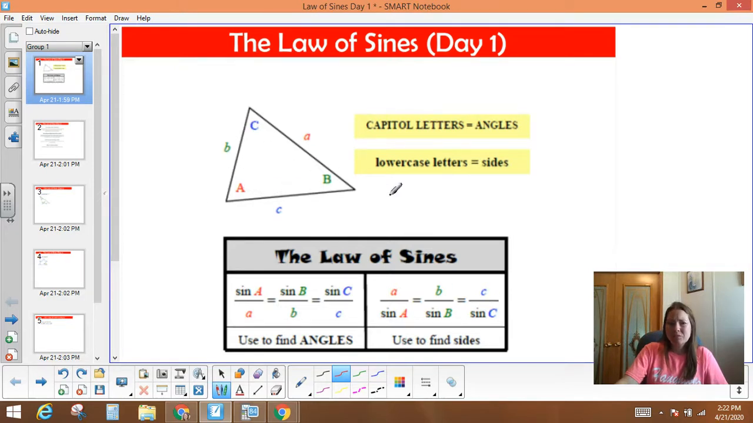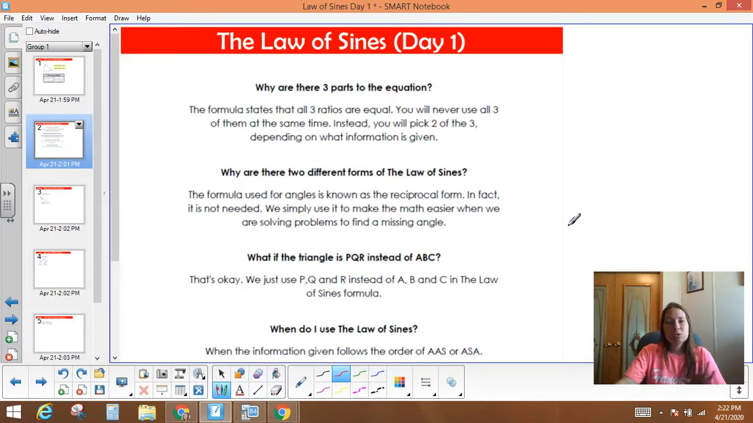Some more basic info: remember that when you are labeling a triangle, we use capital letters for angles, lowercase letters for sides, and matching letters are across from each other. So angle C is here, so side C is here. Okay, so again, just some more information. Remember, you can pause and read. I'm going to go through kind of quickly what this is saying.